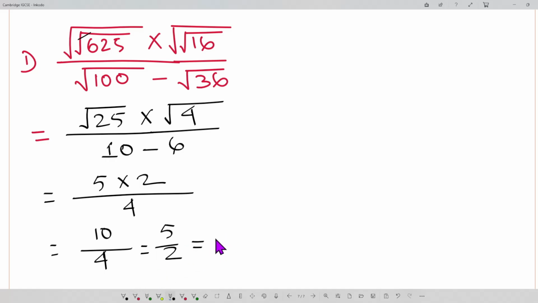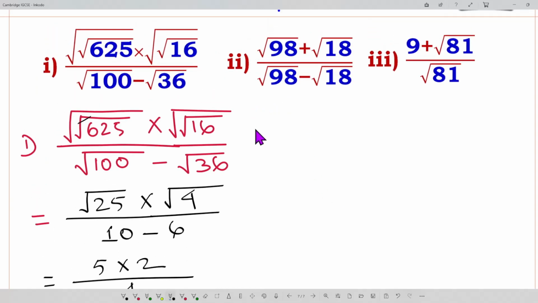So this one is an improper fraction, we can write 2 1 by 2. This is our answer of first question. Very simple. Question 2.